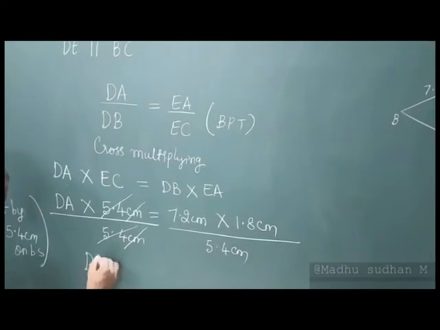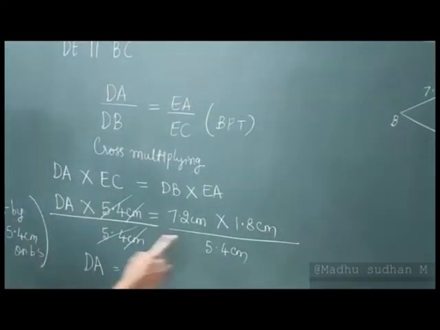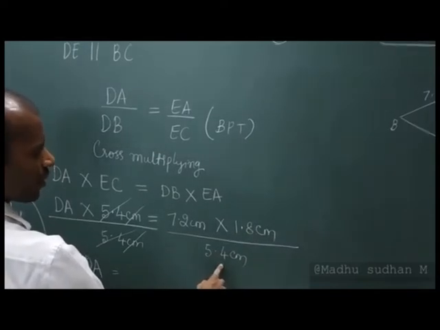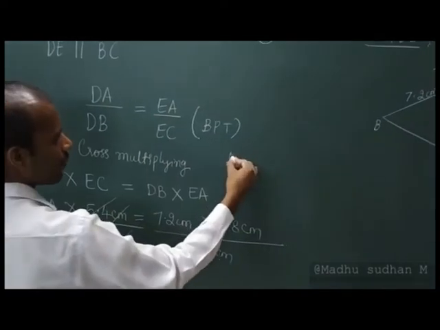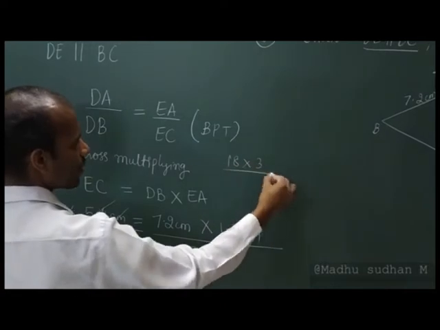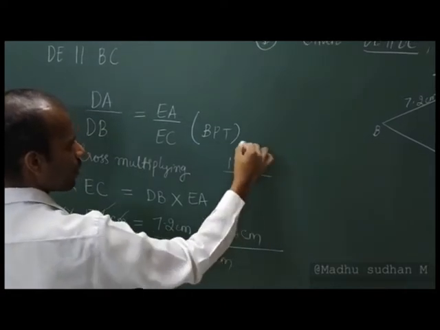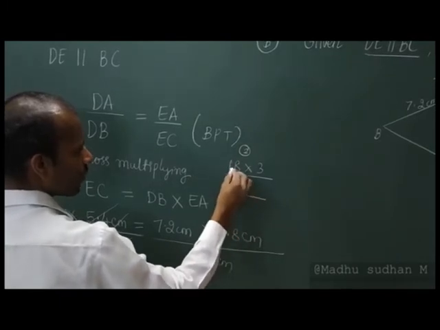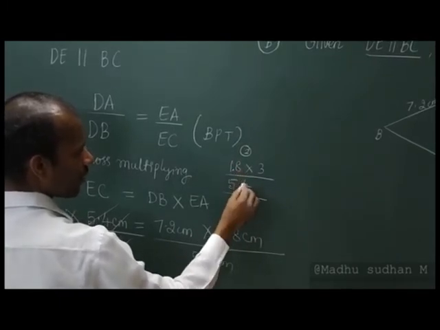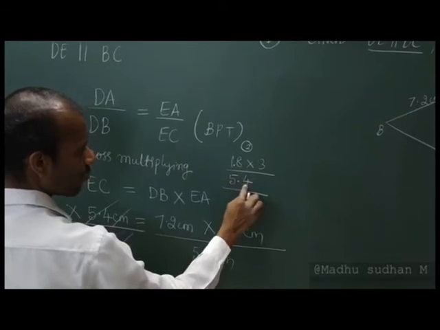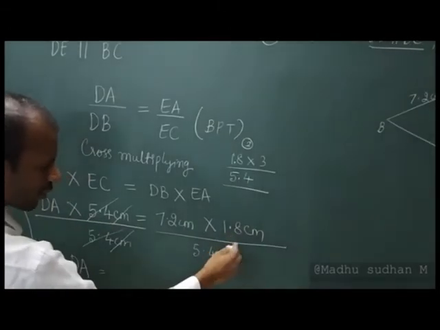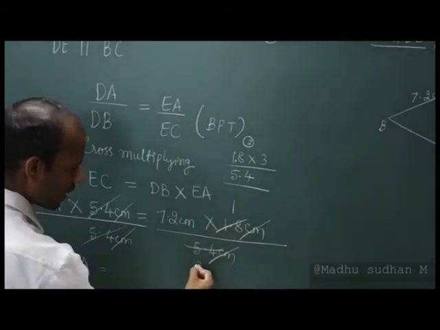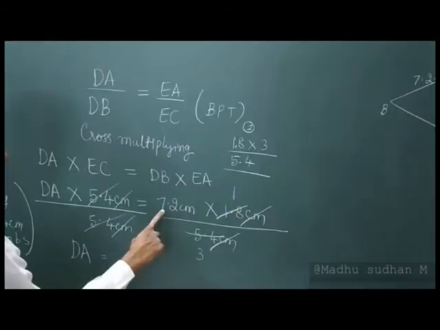So DA is equal to, if we observe here, 1.8 and 5.4. The 18 table: 3 1s are 3, 3 8s are 24. 3 plus 2 is 5 here. If it is 1.8, after one digit, 5.4. 1.8, 3 1s are, follow children. The centimeter cancels. 1.8, 3 1s are.